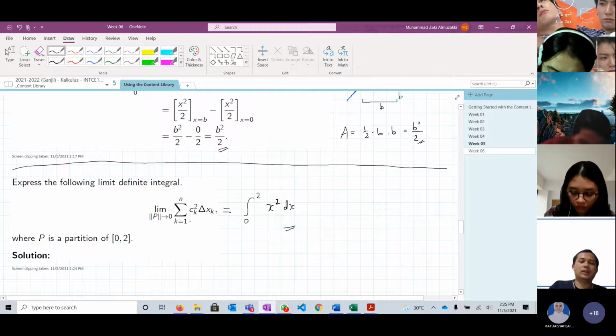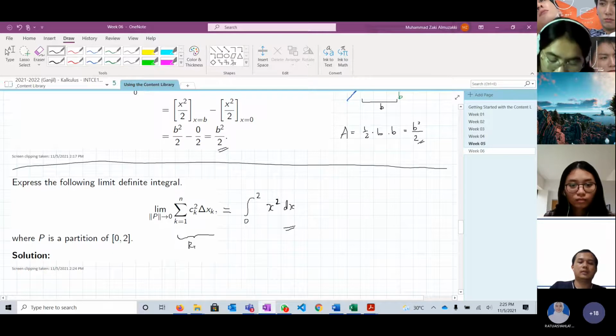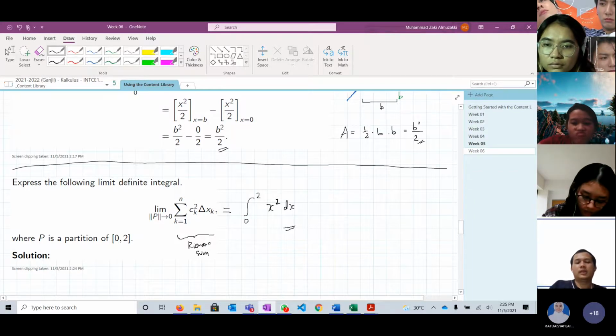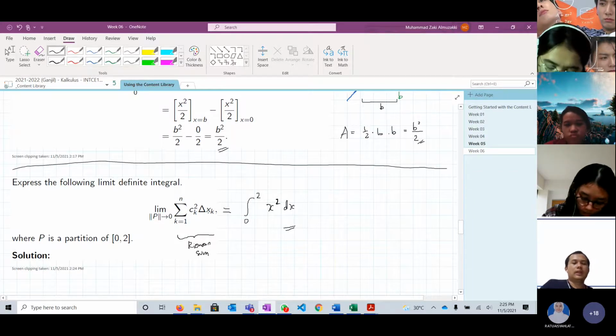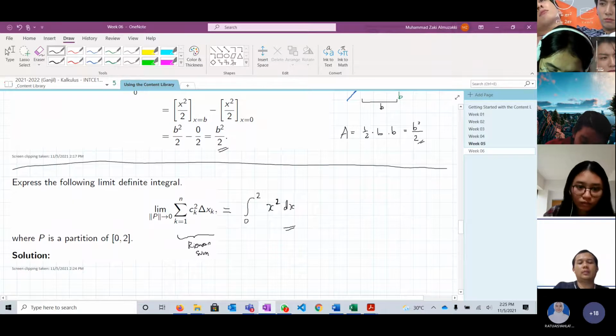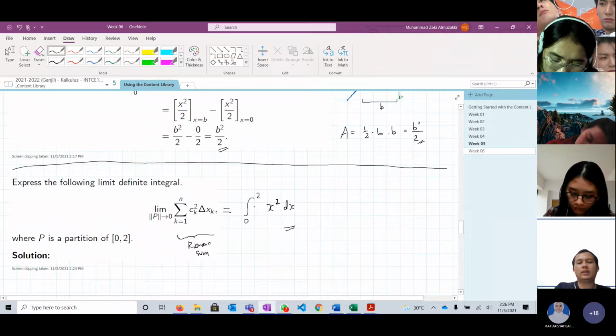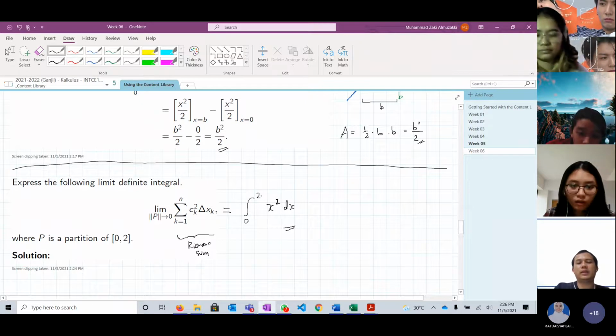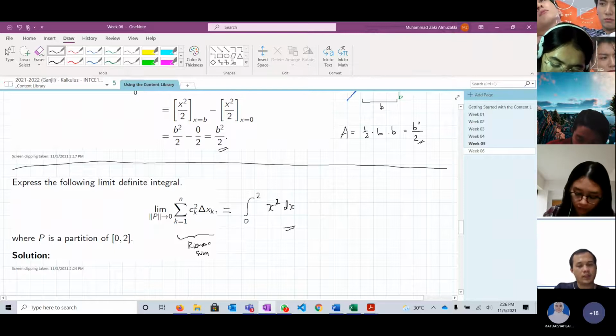Jadi di sini kalau kalian lihat ini adalah bentuk Riemann sum, ya. Kemudian kita buat delta x-nya ini semakin dekat dengan 0. Maka bentuknya, karena intervalnya adalah dari 0 sampai 2 dan fungsinya adalah x kuadrat, maka kita punya dia sama dengan integral dari 0 sampai 2 x kuadrat dx. Any question?